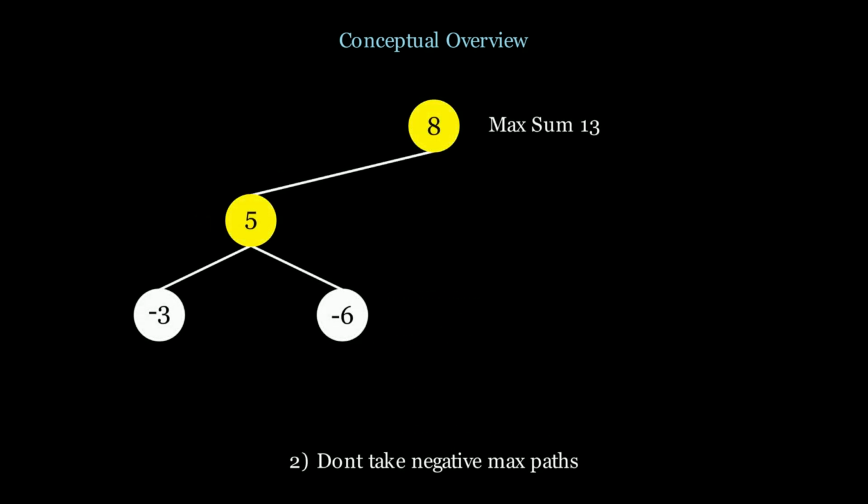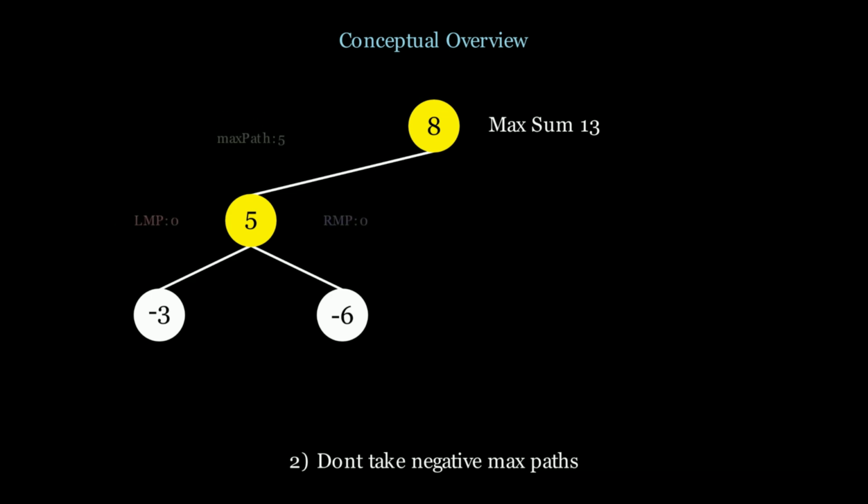So in this case, we have 8, 5, -3, and -6. The maximum path sum we can make in this example is 13. You take nodes 8 and 5, which is 13. The lesson learned here is you don't want to take any negative maximum paths, right? Why didn't I take -3 or -6? Well, it's because 5 minus 3 is 2, 5 minus 6 is -1. But if I just take the node 5, I have a sum of 5, which is greater than taking a negative value.